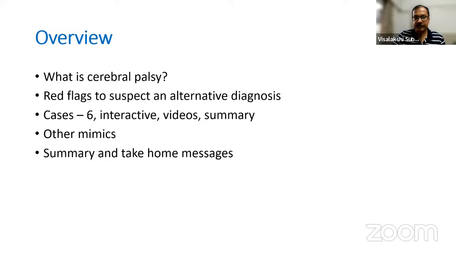Let's keep it interactive. We usually describe the history and show some videos, and then I'll give you a handle like an MRI or something, and then you can tell me what you feel could be the likely diagnosis. And then I'll follow it up with a brief summary of each case. And then we'll talk about some other mimics as well, but I don't have too much to discuss about them. I don't have a case as such. And then we'll talk a little bit about summary and take-home messages and more discussion and question answers to make it effective.